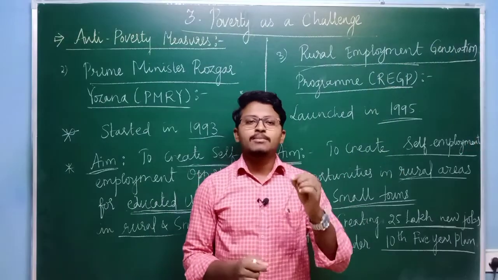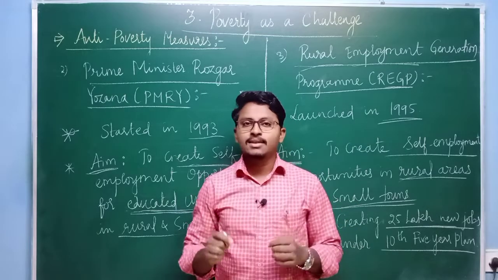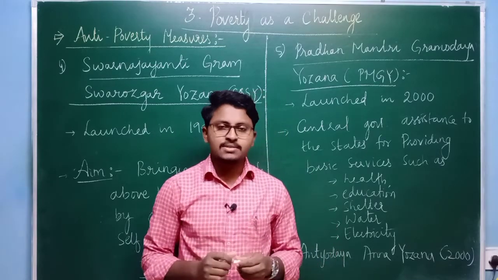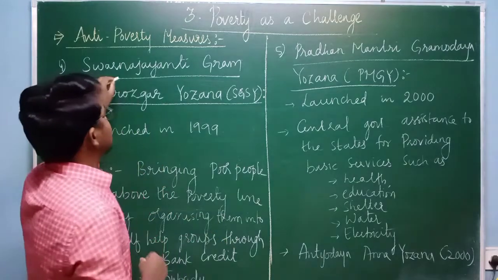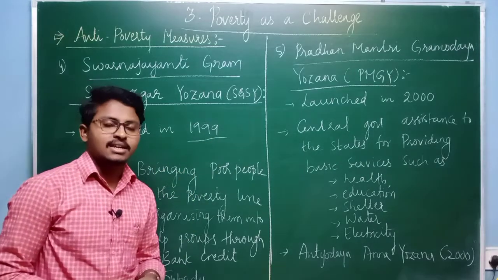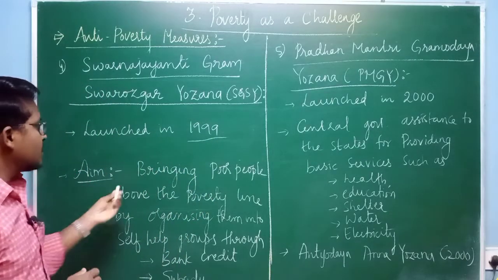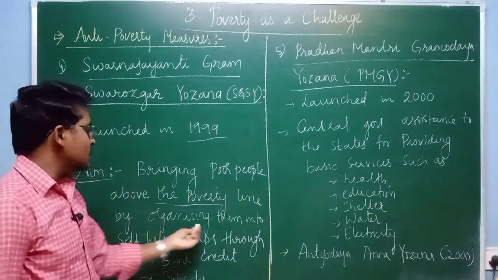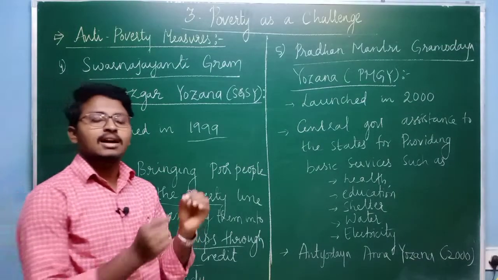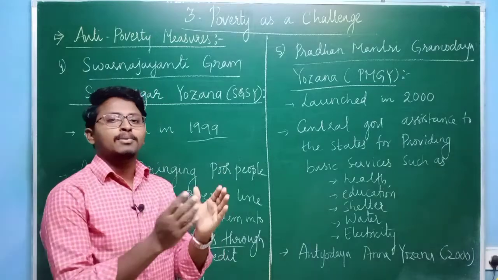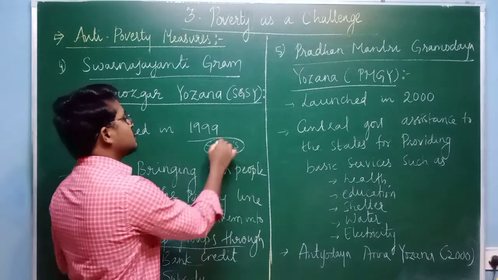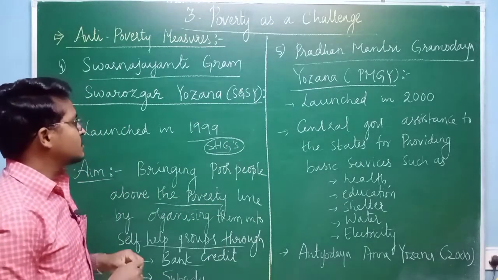So we will discuss some other schemes launched by the government in order to reduce poverty. Let us discuss some other important schemes launched by the government in order to reduce poverty. The next one is the Swarna Jayanti Gram Swarojgar Yojana, which was launched in the year 1999. The main aim of this scheme is bringing poor people above the poverty line by organizing them into self-help groups through bank credit as well as subsidies. That means under this scheme the government is trying to get people to form self-help groups, or in short SHGs, about which you learn much in your 10th standard.